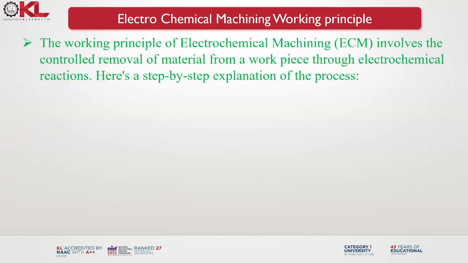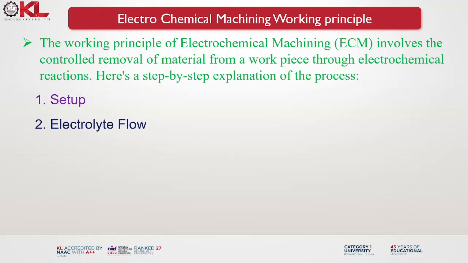So the working principle of electrochemical machining involves the controlled removal of material from a workpiece through electrochemical reactions. Here is a step-by-step explanation of the process. Now first we will see the setup. The ECM setup consists of a power supply, electrolyte solution, cathode acting as a tool, and anode acting as a workpiece. The workpiece is connected to the positive terminal of the power supply, while the cathode is connected to the negative terminal. Both the cathode and anode are immersed in the electrolyte.